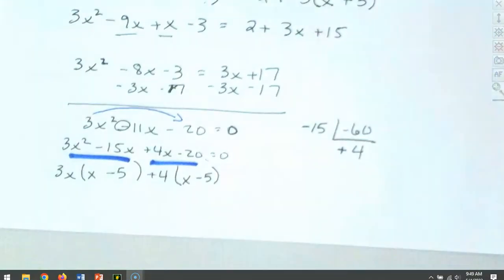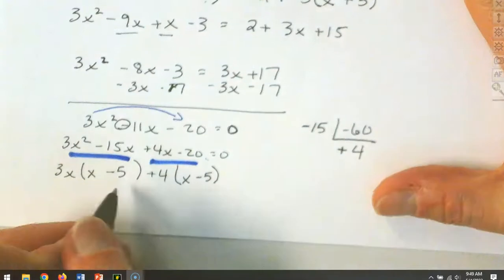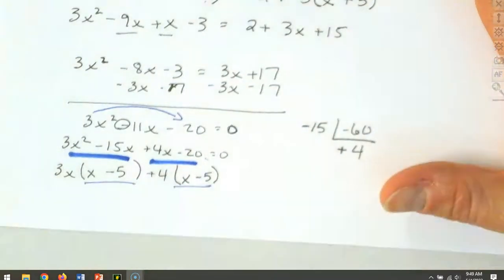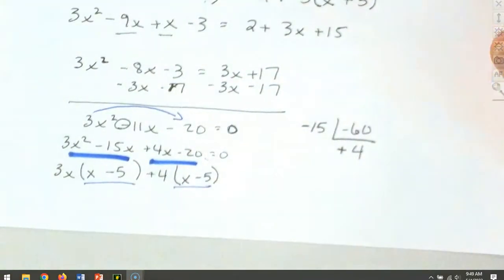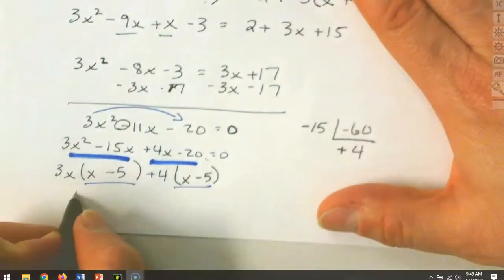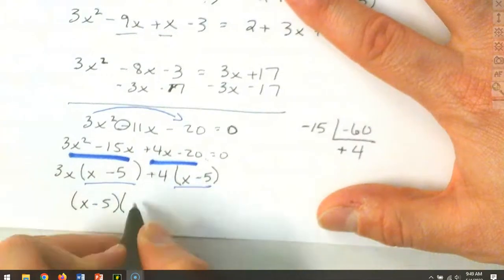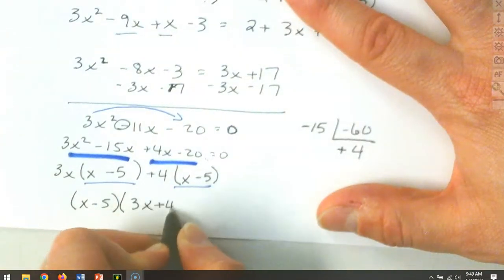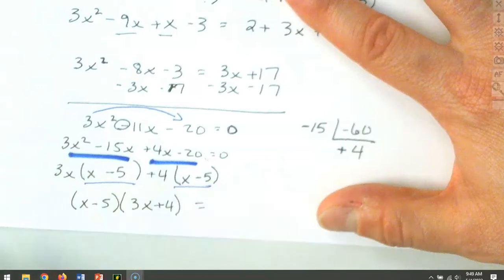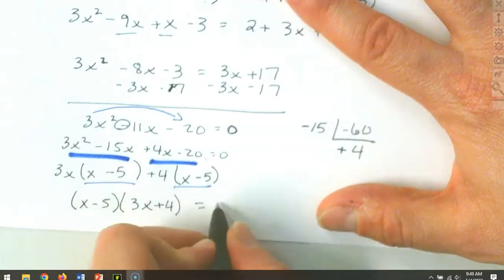Now, how do we know we did it correctly? If we did it correctly, these should be the same. Are they the same? Yes, so we know we did it correctly. If they are not, you made a mistake. So now we've got x minus 5 and 3x plus 4. And that still equals your 0.